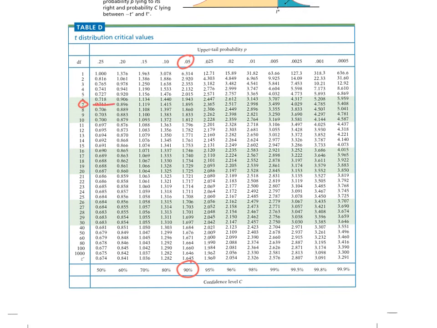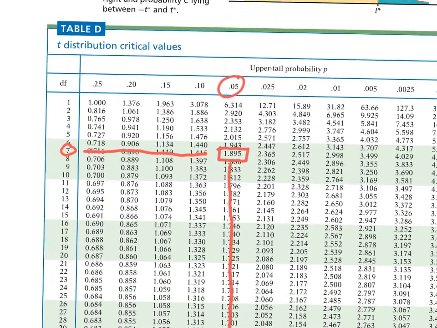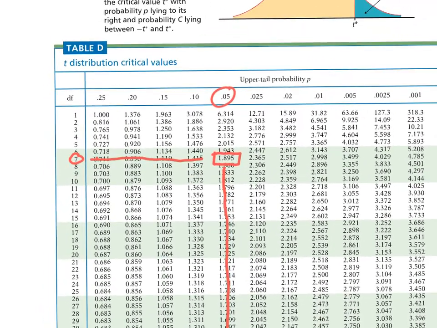We're going to end up hitting this value right here. So we get a t value of 1.895. 1.895. So that's my t value. That's where it meets.